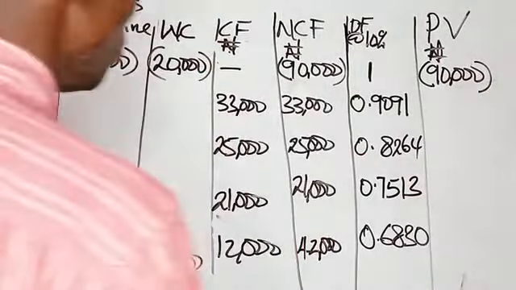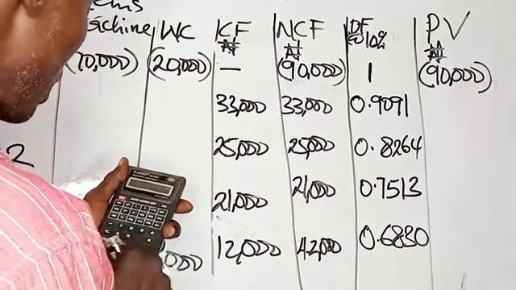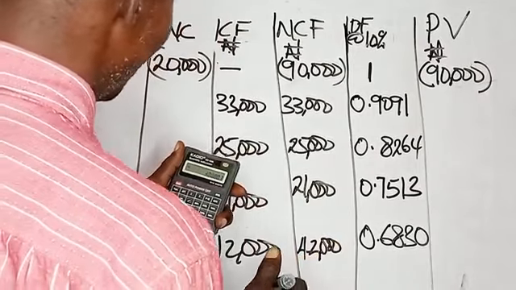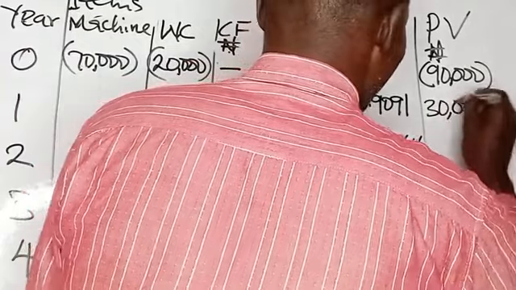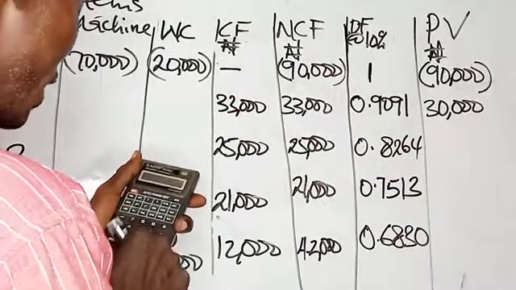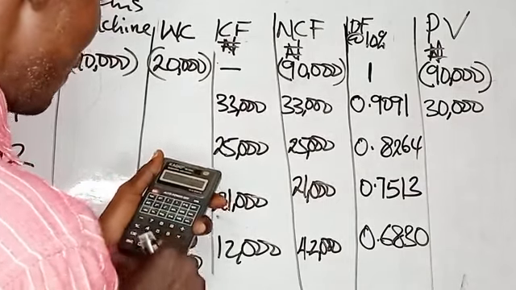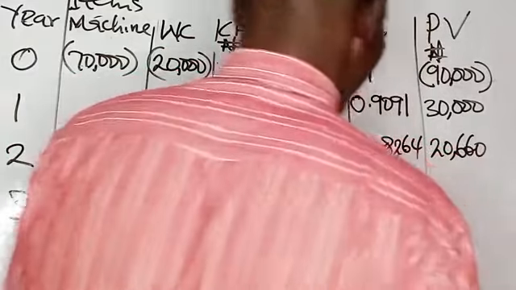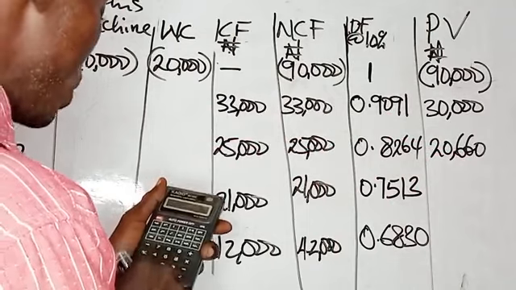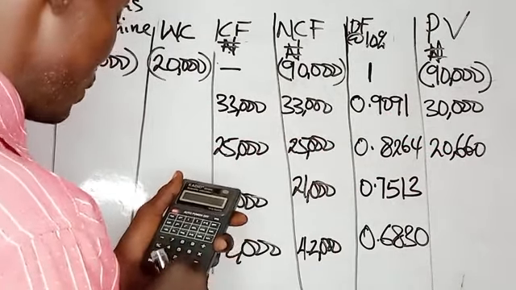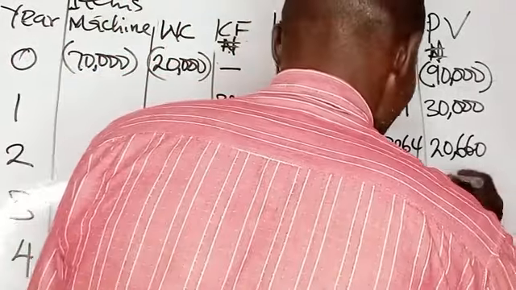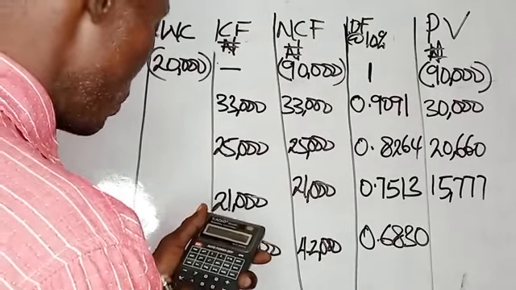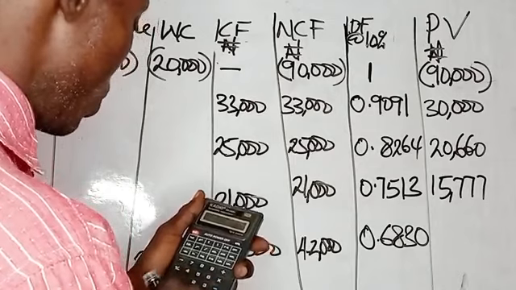For year 1, 33,000 times 0.9091 gives us 30,000. For year 2, we have 25,000 times 0.8264, which gives us 20,660. Now, year 3, 21,000 times 0.7513 gives us 15,777. Year 4, you have 42,000 times 0.6830.